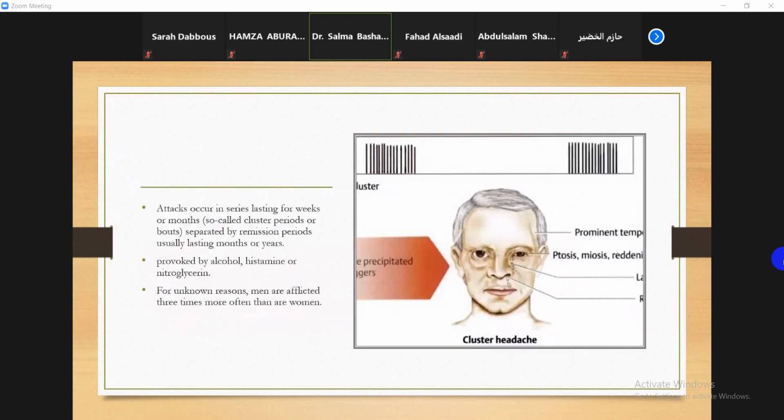So in this picture on the top, you can see the cluster of very frequent attacks, so short-lasting headache on one side, and this is a period of remission. There is no headache in between. This can last between months, and then another cluster of short-lasting frequent headache. That's cluster because it occurs in clusters. Provoked by alcohol and at night, and for unknown reason, men are more affected.